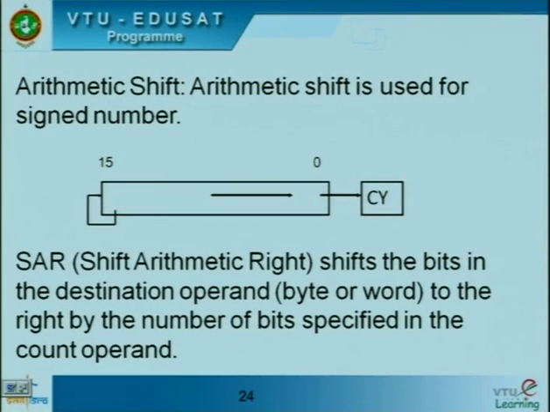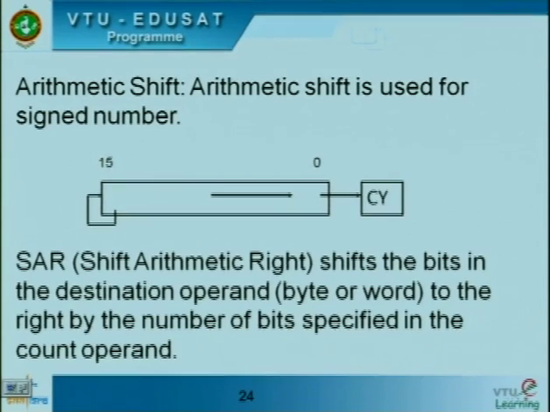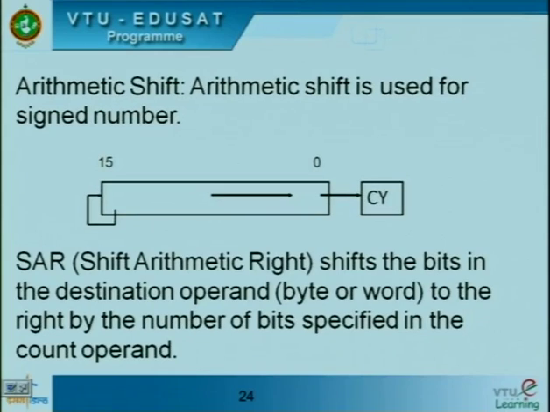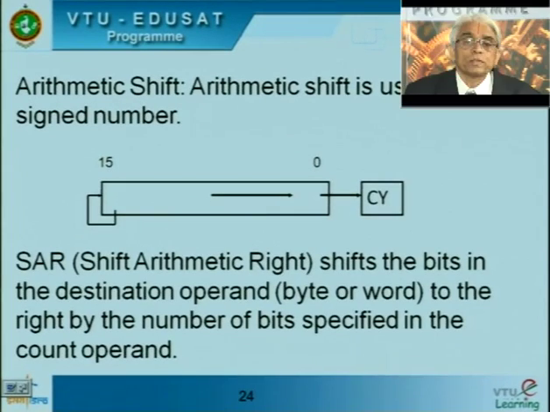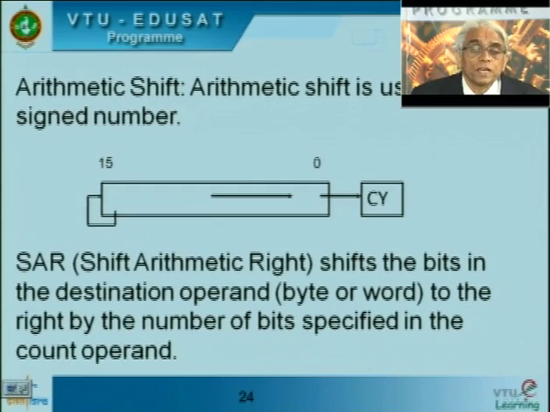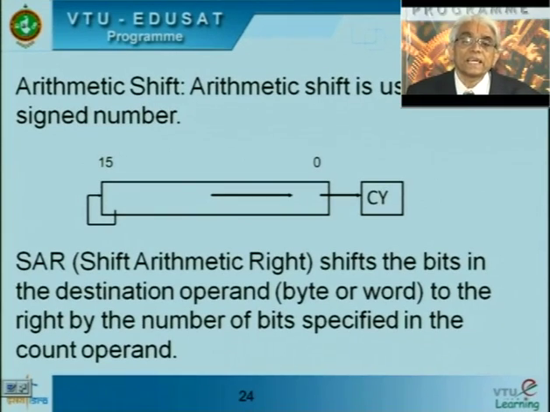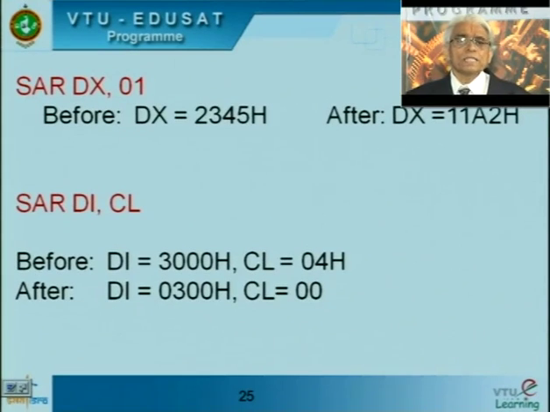Arithmetic shift right shifts the bits in the destination operand, byte or word, to the right by the number of bits specified in the count operand. The count operand can be 1 or the CL register with respect to the 8086 and 8088 microprocessor. But the higher processors like 286, 386, 486, you can give a count greater than 1 in the instruction itself. SAR AX comma 3, for example, is possible in a higher processor, but 8086, 8088 takes only 1. So here is a simple instruction: SAR DX comma 01.